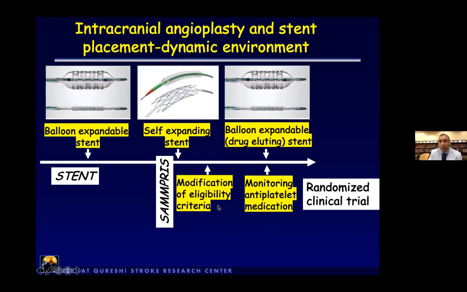In addition, there has been a modification of the eligibility criteria. So the new criteria may perhaps identify the patients who are most likely to benefit from stent placement, and perhaps some increased emphasis on monitoring the activity of antiplatelet agents prior to doing a procedure. And I think that most interventionists believe that we're heading for a new randomized clinical trial where we'll be comparing balloon expandable stents with best medical treatment given the new modifications.